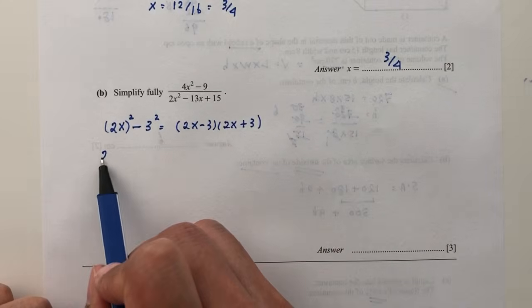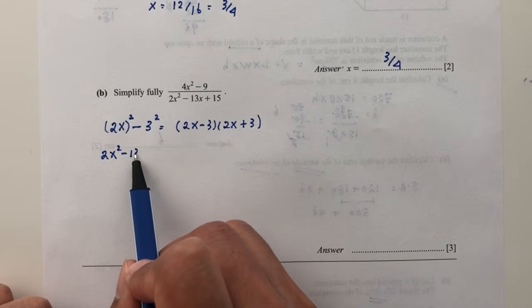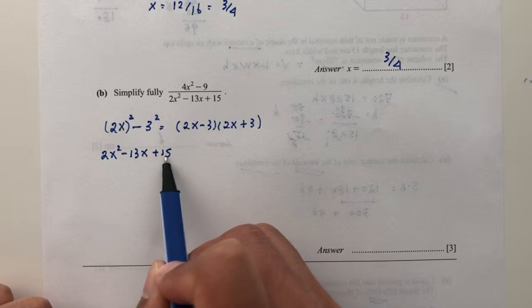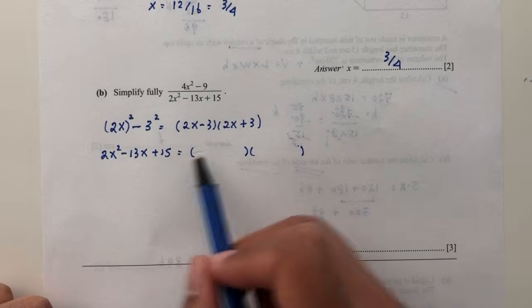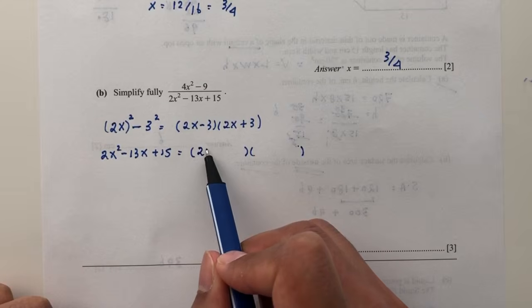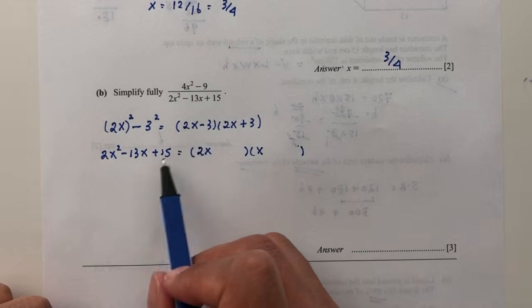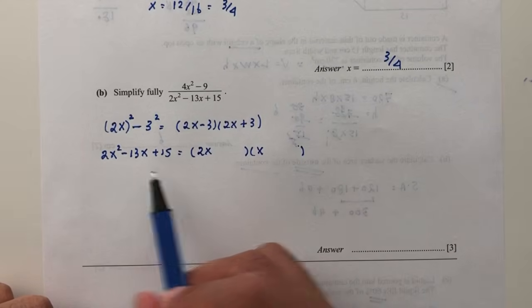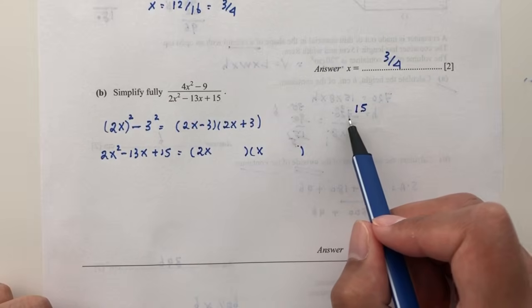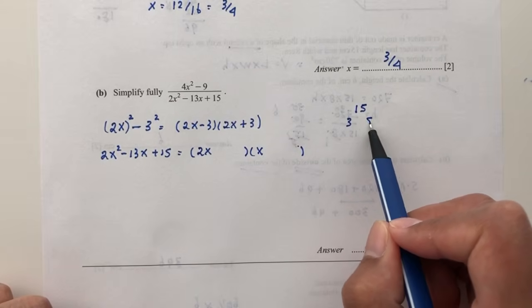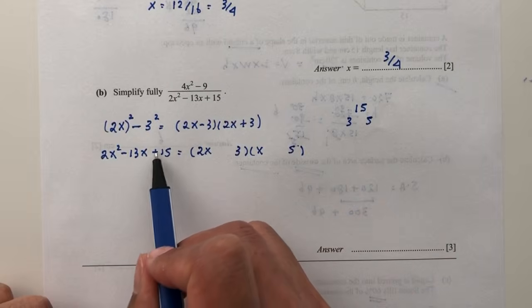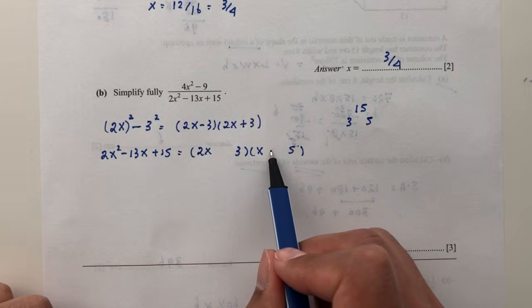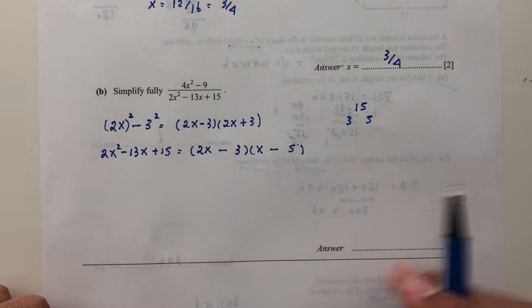And for the base, we have 2x squared minus 13x plus 15. You can factorize this into 2 brackets. So 2x squared is 2x times x. And 15, the factors of 15 is what? As you know, 15 is equal to 3 times 5. So let's try that. 5 here and 3 here. For it to become minus 13, you have to do minus 10 minus 3.